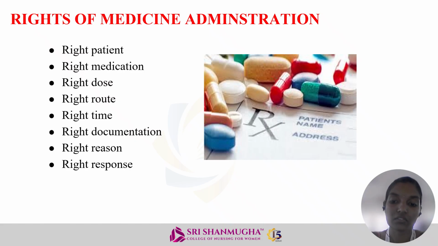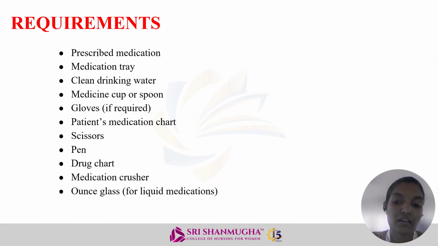Next, dose. Whatever dose the doctor prescribed, that only we have to give. Route also. Whatever route is written, that only we have to give. Next, timing. Timing is most important, to reduce infections and disease. When we administer medication on time, the patient will recover easily and fast. Next one is documentation. Documentation is a priority, it is a legal thing. We have to follow that. That one is important.